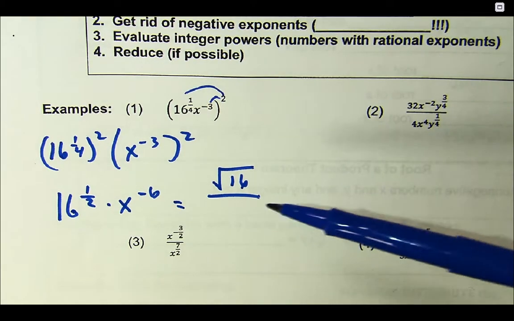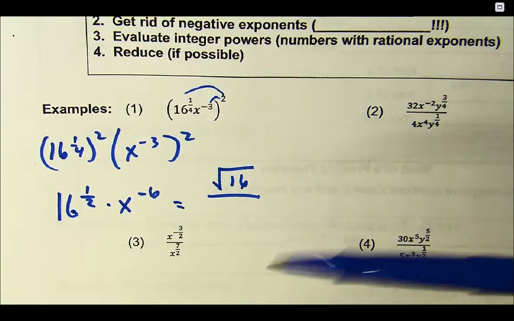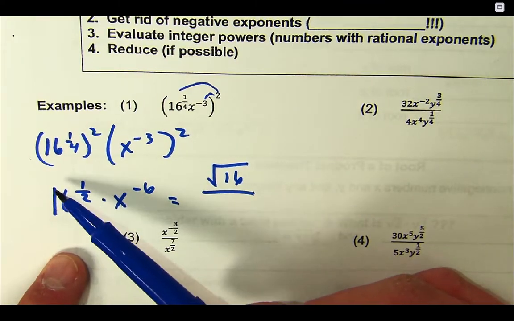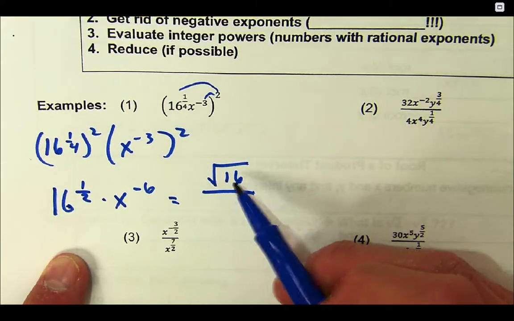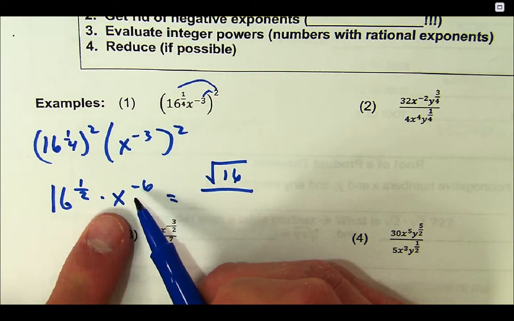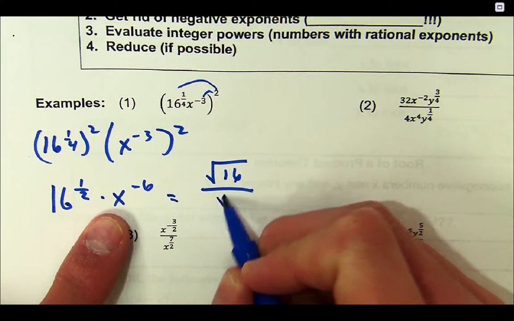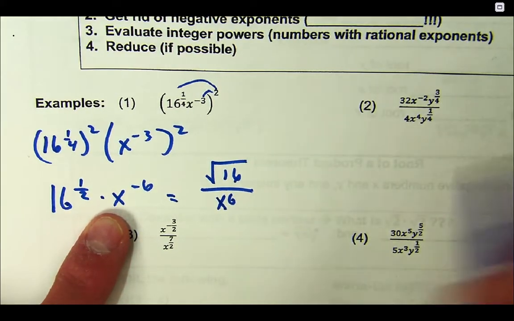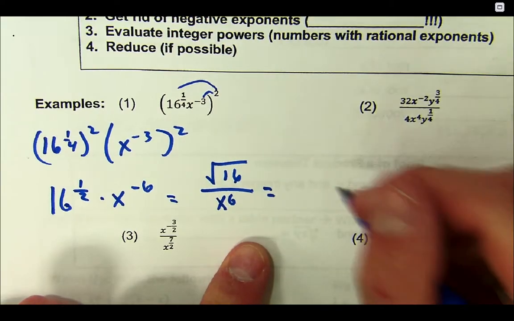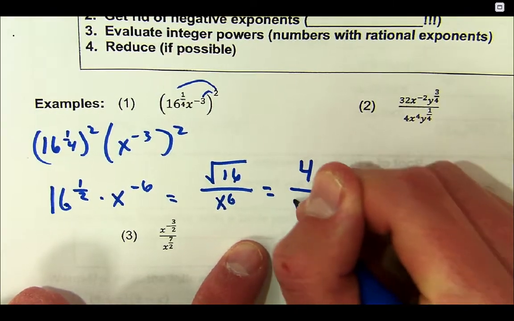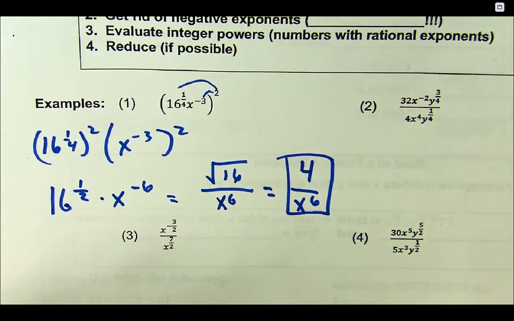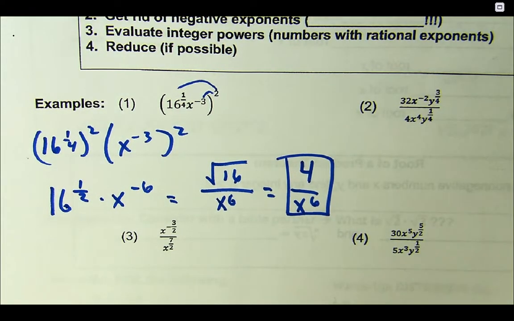And as we learned in 5.1, the denominator is the root that you take, so you're taking the second or the square root of 16, and that's your numerator. X to the negative 6, you make it positive and throw it into the denominator. And since 16 is a perfect square, we will do that. The square root of 16 is 4, so then this simplifies all the way down into 4 over x to the 6th.